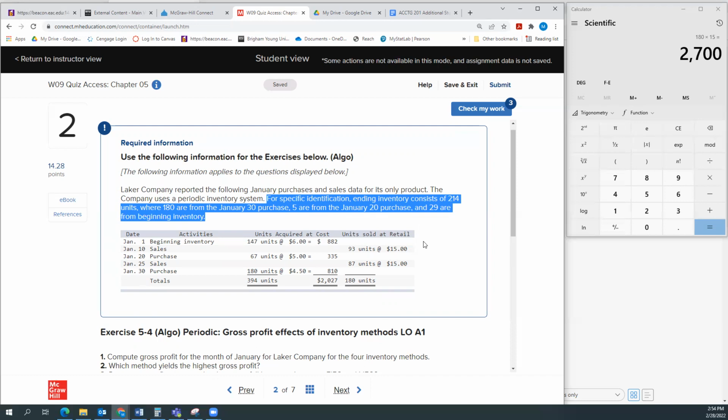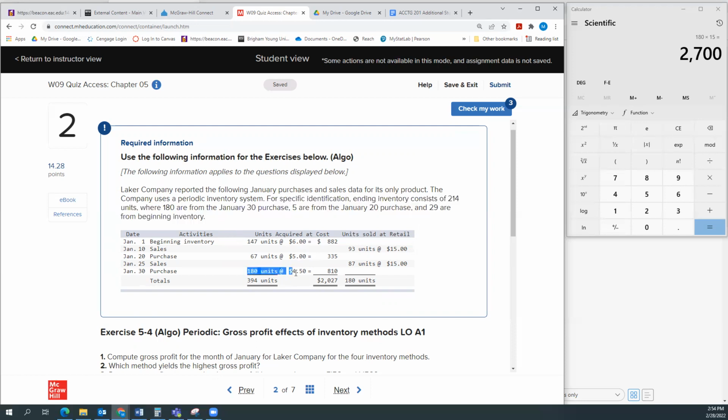So to figure out our cost of goods sold, we're going to say, okay, our ending inventory has 180 units from the January 30th purchase. So all 180 of these units are still in inventory at the end of the month. And then five are from the January 20th purchase. So if we purchased 67 units on January 20th and there's five left, that means we must have sold 62 of those January 20th units.